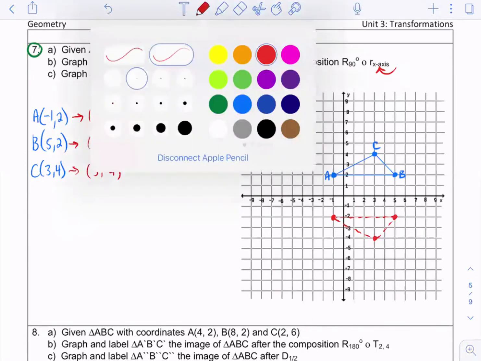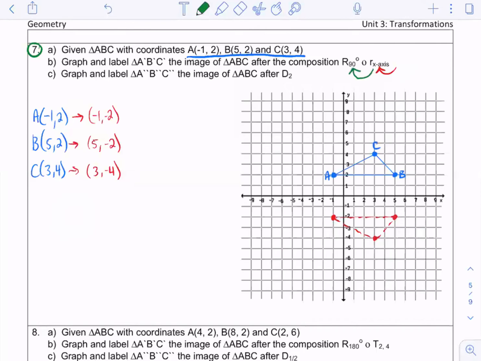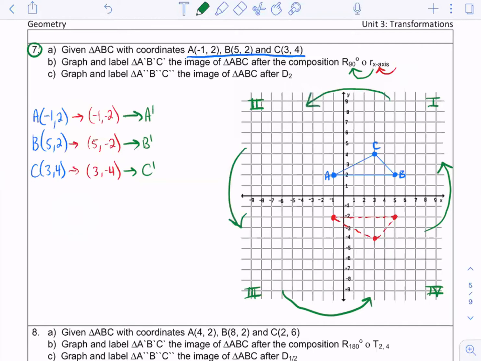And then my next step is to take these and rotate 90 degrees. Now, if I want to rotate 90 degrees to get these prime coordinates, remember I have to go counterclockwise. So if this is quadrant 1, and this is 2, and this is 3, and this is 4, I have to go in the positive direction. So it's actually going to go this way, counterclockwise. So whatever coordinates are in quadrant 4, it'll end up in quadrant 1. And whatever coordinates are in quadrant 3 will end up in quadrant 4. So this is the counterclockwise direction.